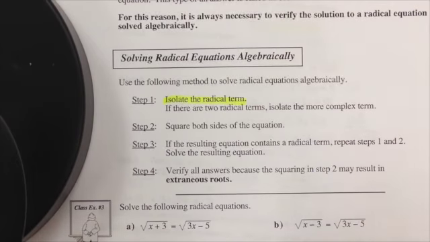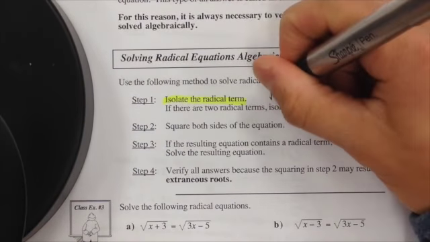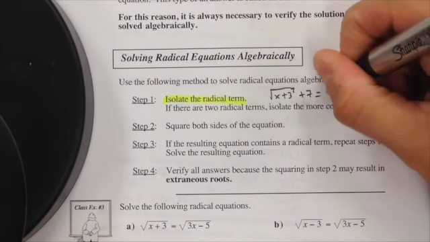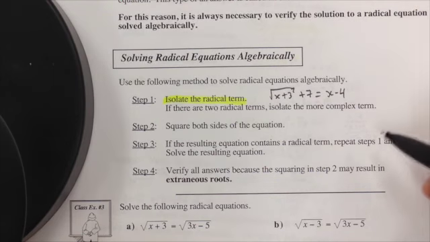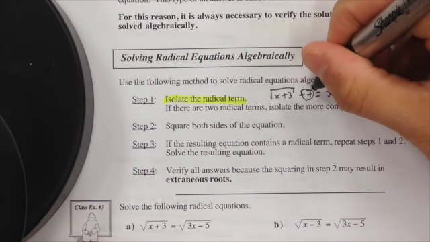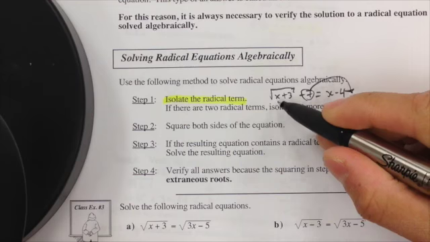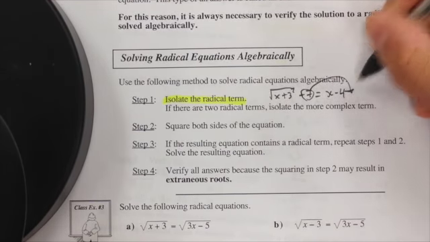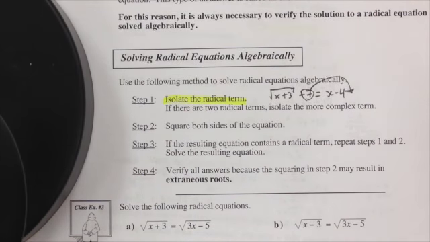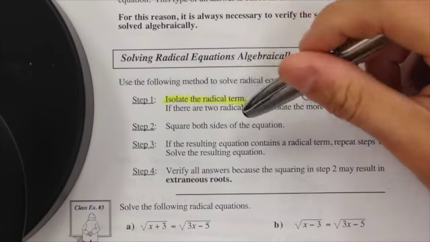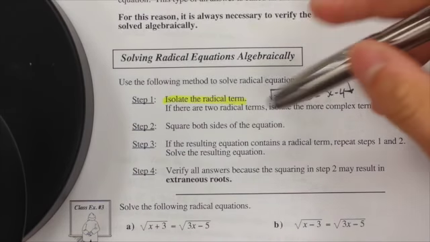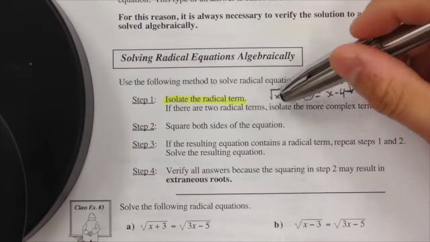So if it's something like the square root of x plus 3, plus 7, is equal to x minus 4, you have to bring this 7 to the other side. Then the square root of x plus 3 is equal to x minus 4 minus 7. If there are two radical terms, isolate the more complex term. Then you need to square both sides of the equation to get rid of that radical sign.